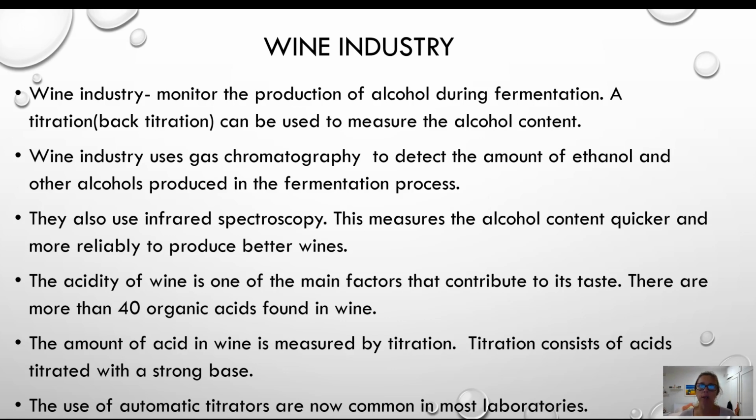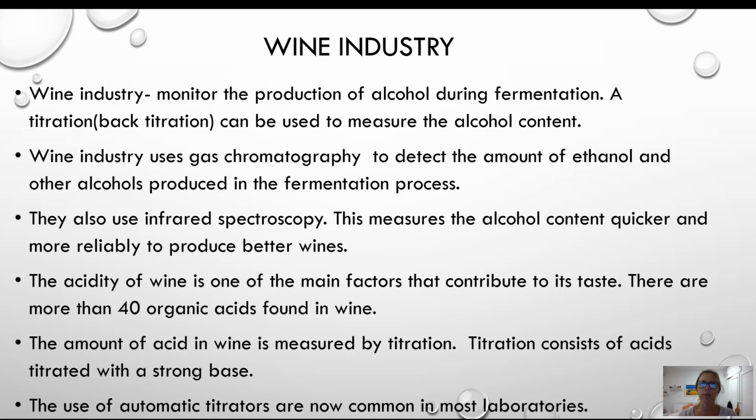So when we're looking at the production of alcohol, they have to do a titration called a back titration to measure the alcohol content. But they also use gas chromatography, another type of chemical technique that can be used to detect how much alcohol is actually produced during that fermentation process.